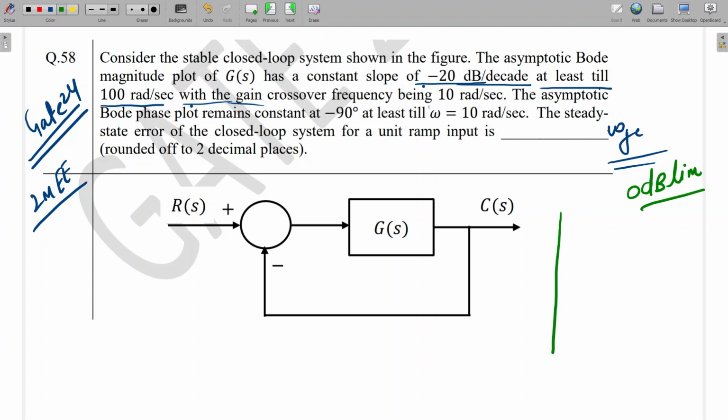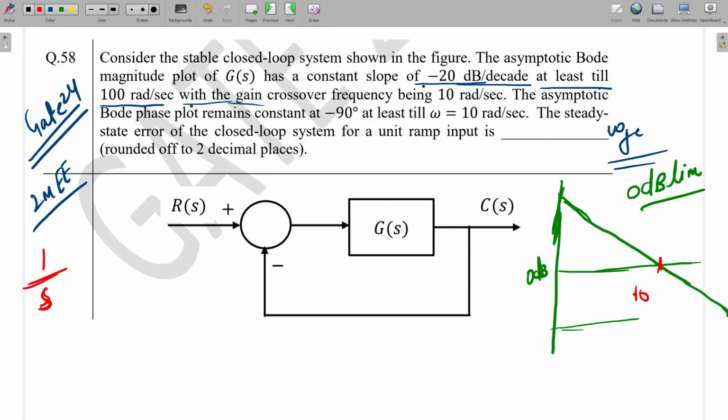So it is saying that starting it will be minus 20 dB per decade. Correct. And this is crossing 0 dB at 10 radian per second, and this is going up to 100 radian per second. The phase plot remains constant at minus 90 degrees till omega is equal to 10. So what is the meaning? Minus 90 means that the function will be like 1 by s. Correct. And one short trick is there, so this transfer function will be in the form of k by s.